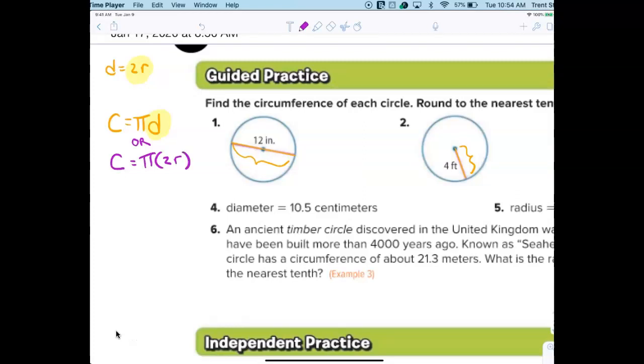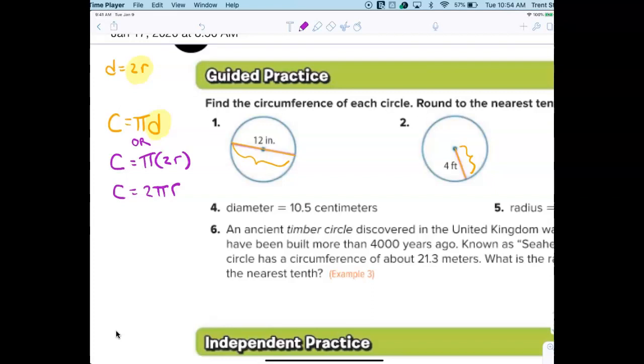Now, we don't write it like that. We write it like this: C equals 2 pi r. So those are your 2 formulas. You can say the circumference is pi times the diameter, or you can say it's 2 times pi times the radius. All right, does anybody remember what pi is?